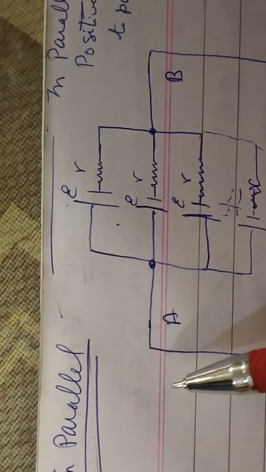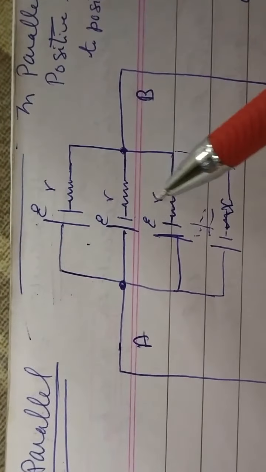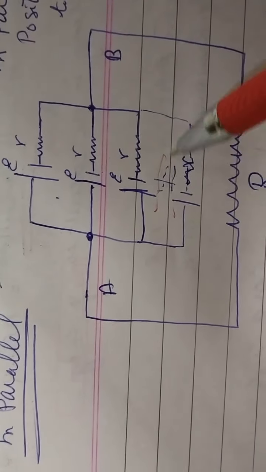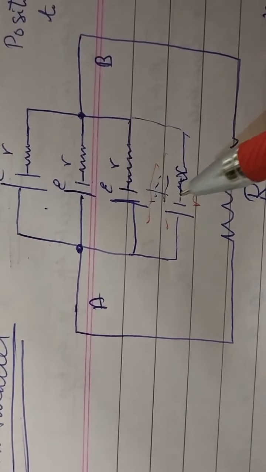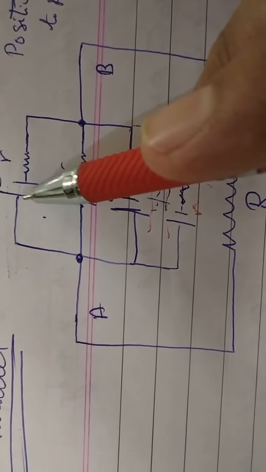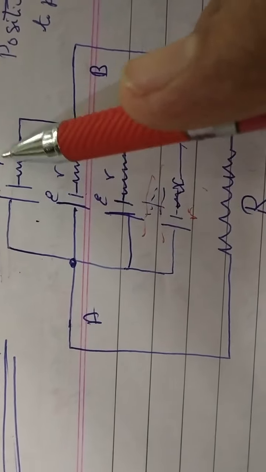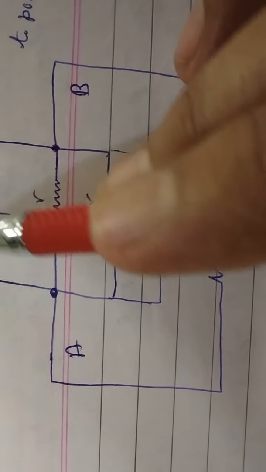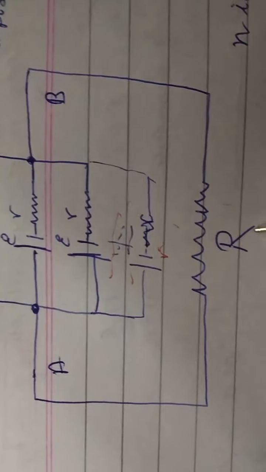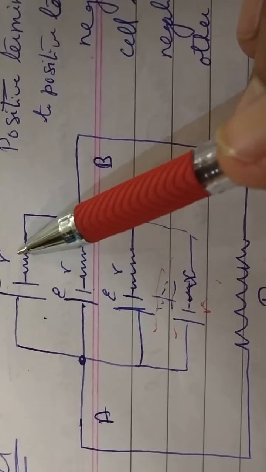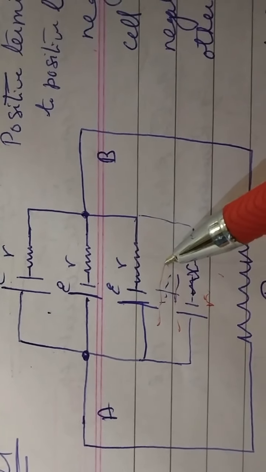Now next, in parallel combination, if n cells, 1, 2, 3, up to the last cell, the nth cell, are connected in parallel. Parallel means all the positive terminals are connected to one end and all the negative terminals are connected to the other end, and this parallel combination is connected to external resistance R. We have already studied that the net internal resistance, or equivalent, will be r upon n in parallel combination.